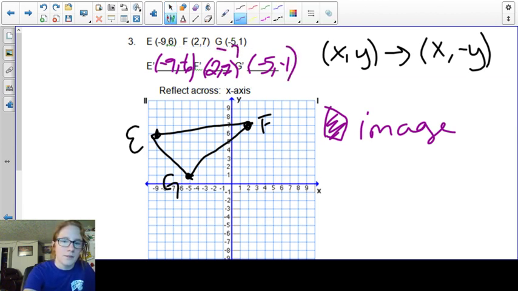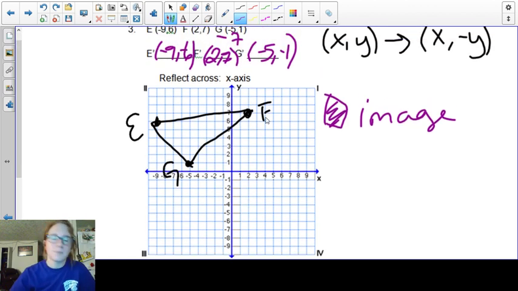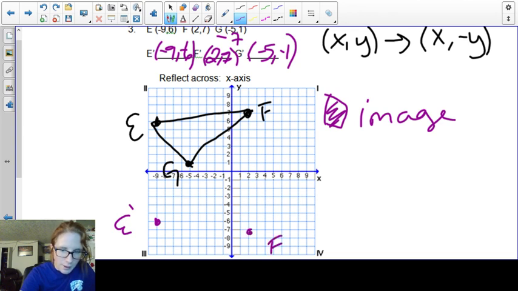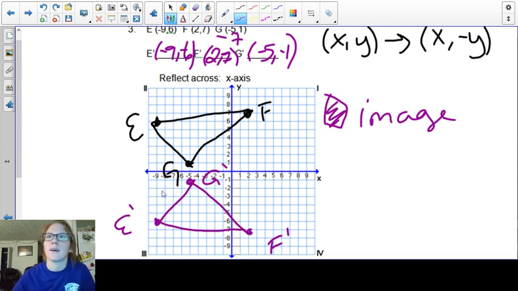And that is a negative 7, in case, I know it looks like a regular 7, it's supposed to be negative 7. So we have negative 9, negative 6. So there's E prime. 2, negative 7. There's my F prime. And negative 5, negative 1. So there's my G prime. If you notice, we flipped that guy across the x-axis, which is down here.